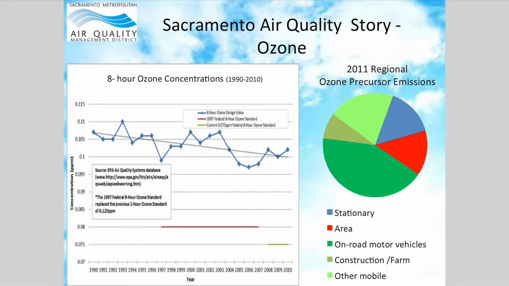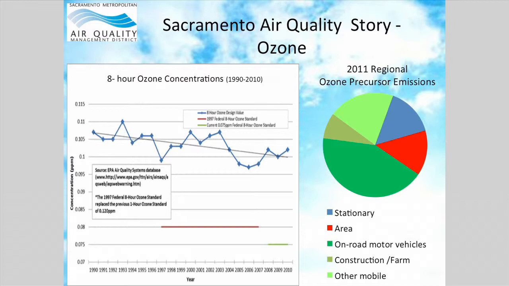This is a long-term story here on ozone. We have two pollutants that would now be considered non-attainment: one would be ozone and one would be PM2.5. We're going to be non-attainment for ozone, especially with the new standard that's out, into the mid to late 20s. It's going to be a long time. You can see we're making progress.